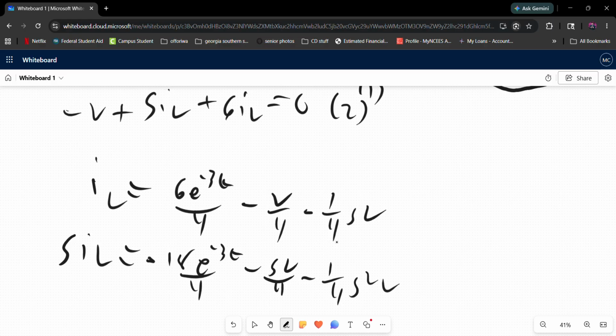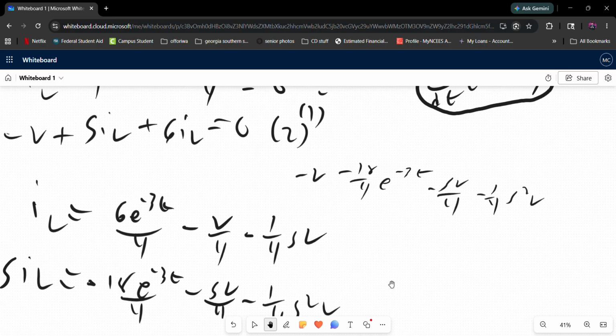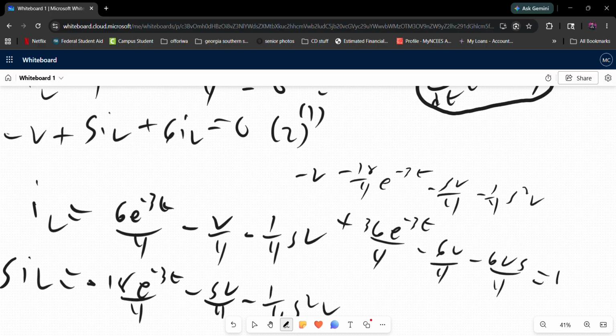So now we have those two things. Now we're going to plug these into equation 2 here. So we're going to have a minus V still, plus SIL, which is minus 18 over 4 e to the negative 3t, minus SV over 4, minus 1/4 S squared V. Then we have the 6IL to deal with, so that's plus 36 e to the negative 3t over 4, minus 6V over 4, minus 6SV over 4. And that's still going to be equal to 0.